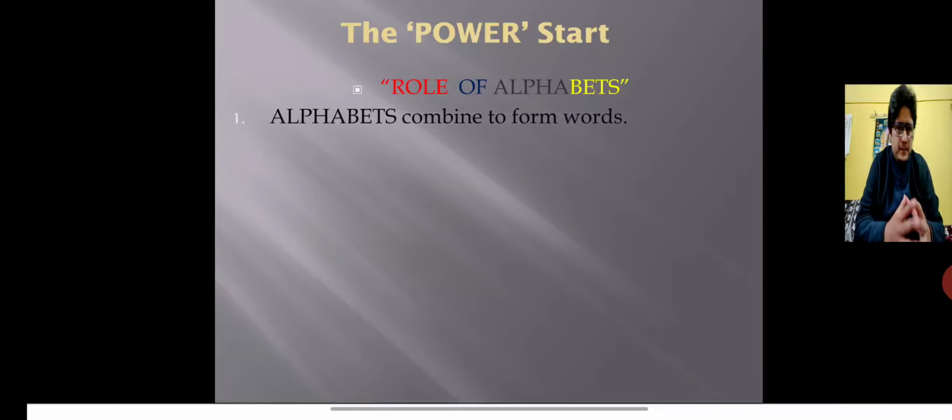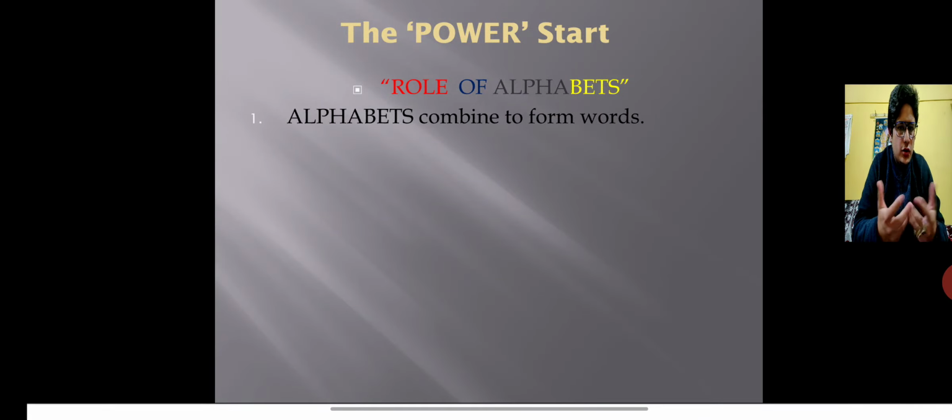Now, children, the first function: if somebody asks you what alphabets are there for in the English language, you would definitely reply with the common answer that alphabets combine to form words. And that is definitely true. This is the first thing that we are taught, the moment we are exposed to the concepts of the English language, the moment we explore this beautiful ocean of English. So definitely we understand that alphabets combine to form words.